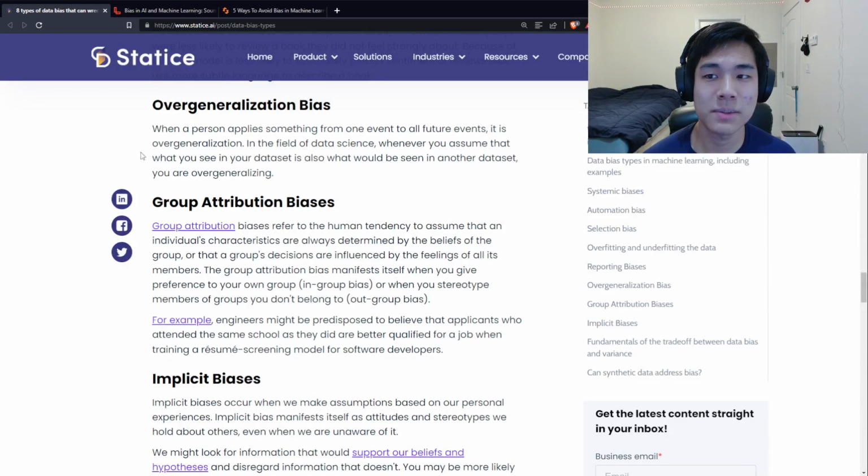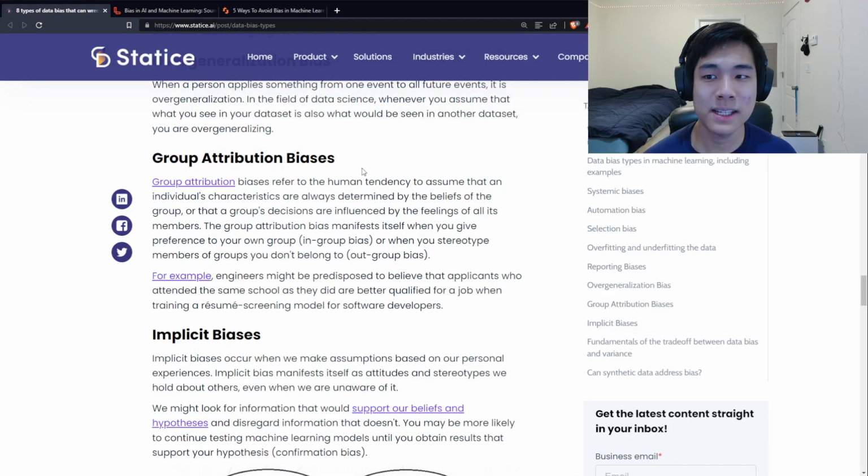Overall generalization bias is basically assuming everything that you see in the data set will be seen in another data set. And that's very bad because you're assuming things are true and stay constant. Group attribution bias is basically stereotyping, I think. It's just that you assume an individual characteristic is influenced by the group that it's in. And that is exactly stereotyping. We all know that stereotypes sometimes can be a good way to very quickly make snap judgments, and that's why people do it. But most of the time, it's not good because stereotypes usually are not respectful of people, and a lot of times people just don't fall into stereotypes.